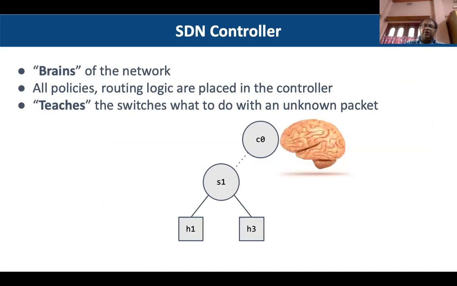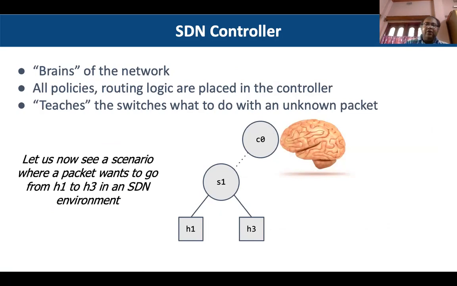The SDN controller works like the brain of the network, and all policies and routing logic are placed in the controller, and it teaches the switch what to do with unknown packets. So here in this topology, say I have an SDN switch which is connected to different hosts, H1 and H2, and the controller is connected with that, and this controller will have the entire logic embedded within itself, depending on what the network programmer has actually done.